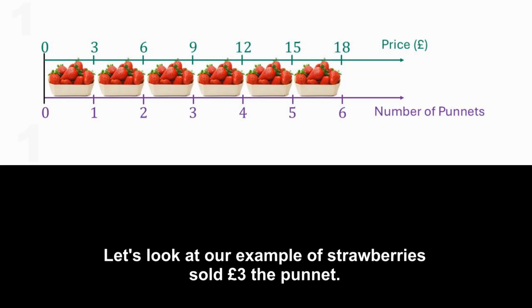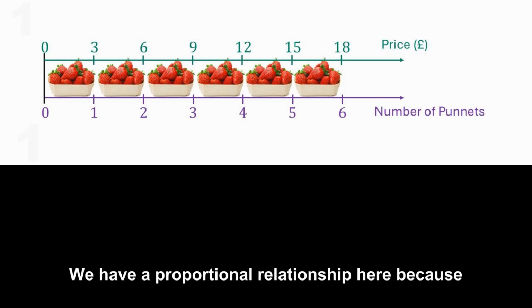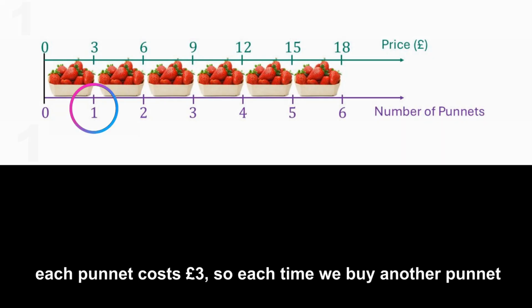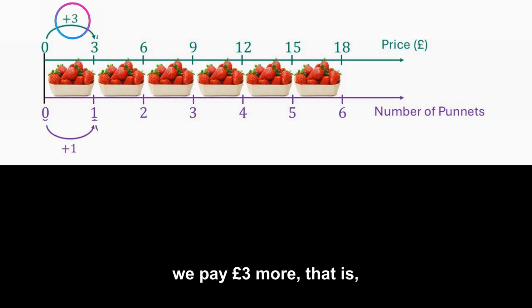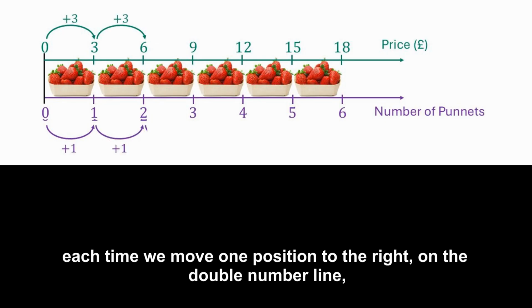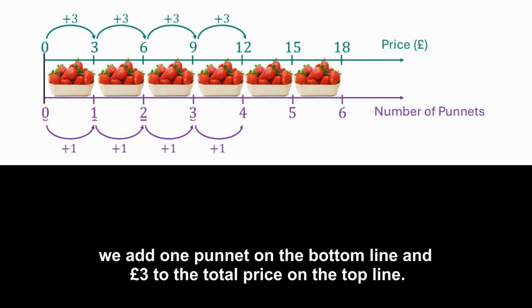Let's look at our example of strawberries sold at £3 per punnet. We have a proportional relationship here because each punnet costs £3. So each time we buy another punnet, we pay £3 more. That is, each time we move one position to the right on the double number line, we add one punnet on the bottom line and £3 to the total price on the top line.